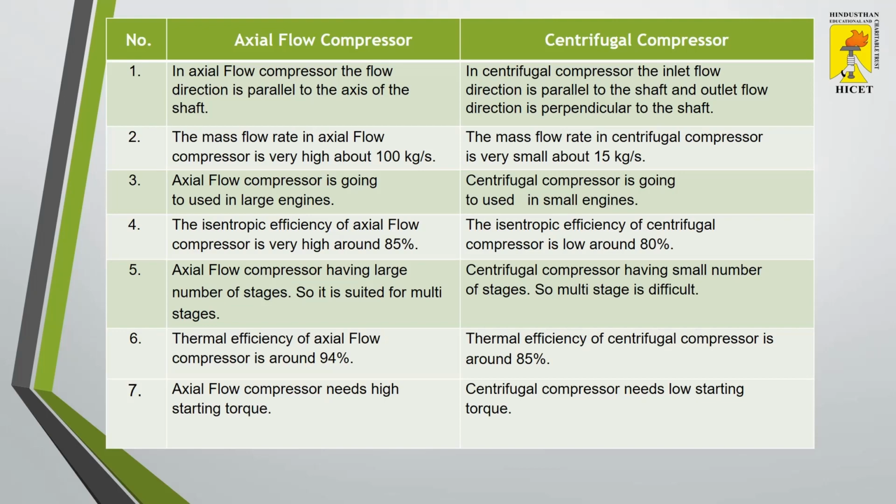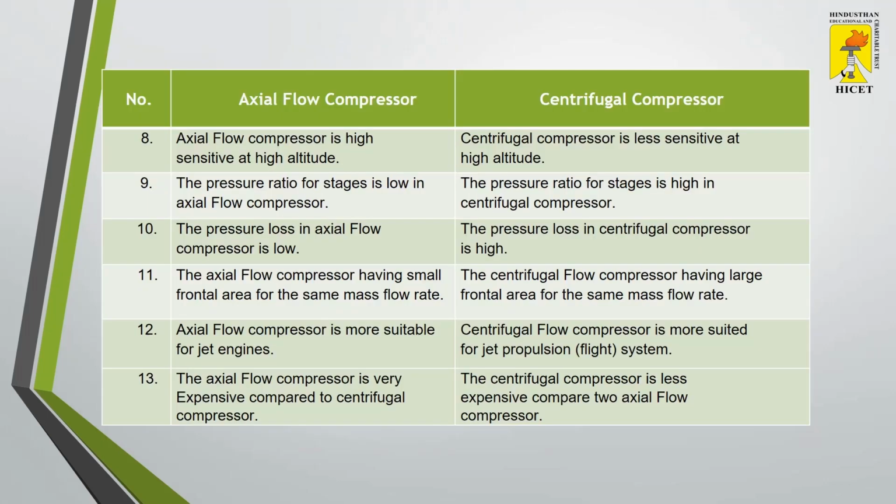Axial flow compressor needs high starting torque, but in a centrifugal compressor a small torque is required. Axial flow compressor is highly sensitive to higher altitudes, but centrifugal compressor is less sensitive to higher altitudes. Pressure ratio per stage is low in axial flow compressor. The pressure ratio per stage is high in centrifugal compressor.